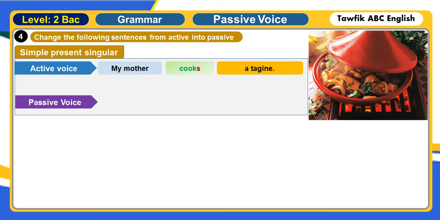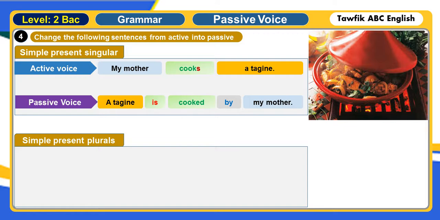We start with what? A tagine. Cooks مصرفة في simple present. A tagine, is it singular or plural? We say it's singular, so غادي نديرو is. The past participle ديال cooks هو cooked by my mother. Donc the passive voice راه سهل.